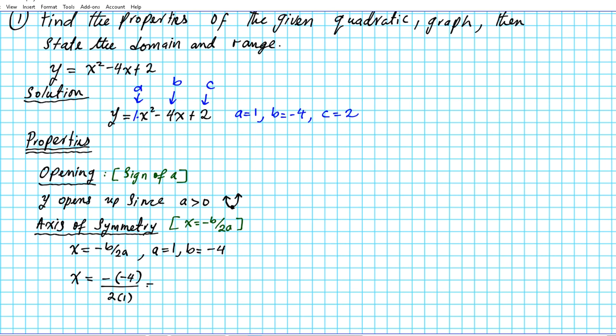We're going to use PEMDAS to simplify this arithmetic expression. Minus times minus is plus, so we have a 4 in the numerator divided by 2. 4 over 2 is 2. So our axis of symmetry is the line with the equation x equals 2.